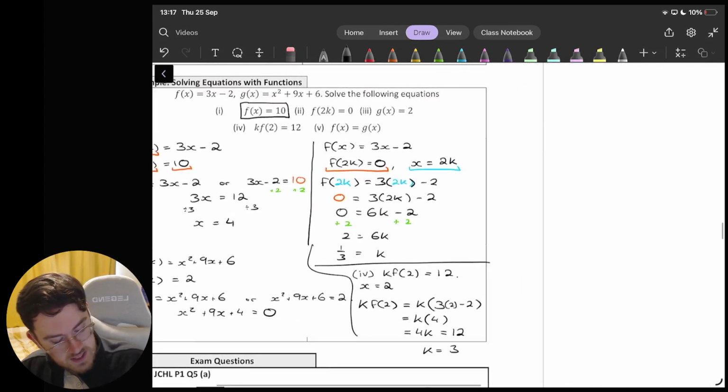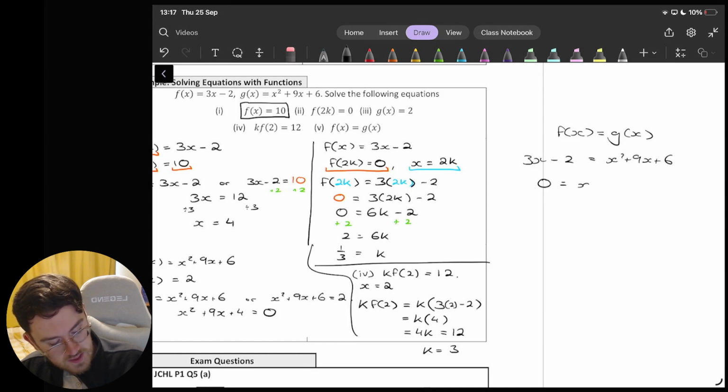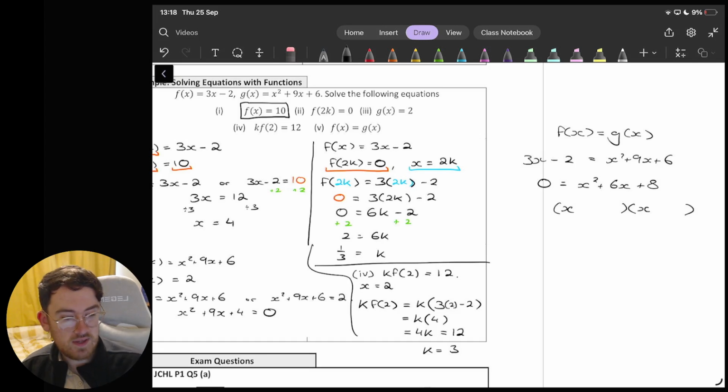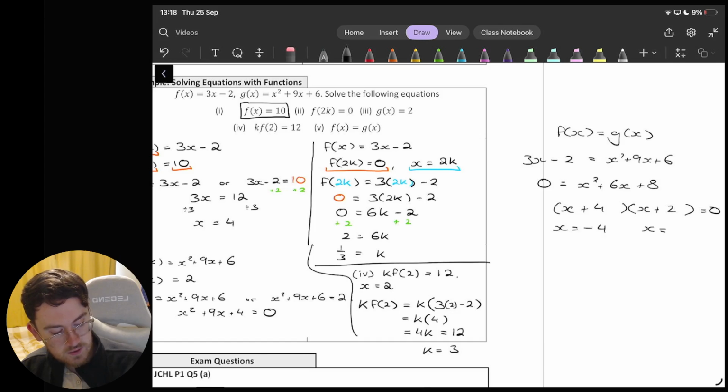The last one here then tells us f of x is equal to g of x. Well, what is f of x? F of x is 3x minus 2. G of x is x squared plus 9x plus 6. So this is x squared plus 6x plus 8. And we factorize our quadratic there as best we can. So two numbers that would multiply to give me 8 but add to give me 6. X plus 4, x plus 2 equals 0, x equals minus 4, x equals minus 2.